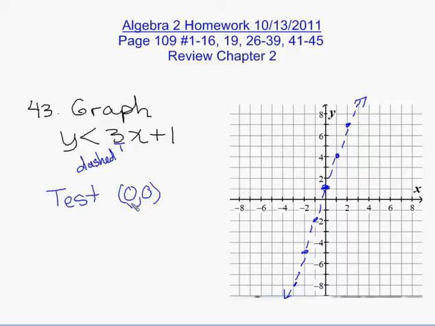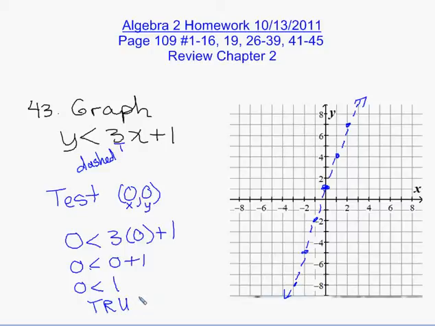So I'm going to plug in 0 for x and 0 for y and see if it's true or false. Work out both sides of the inequality and see if it's true. So 3 times 0 is 0, plus 1. So that's 0 plus 1. And is this true? 0 is less than 1? Yes. Because it's true, that means the side that includes (0, 0) is the true side. So it's everything over here.